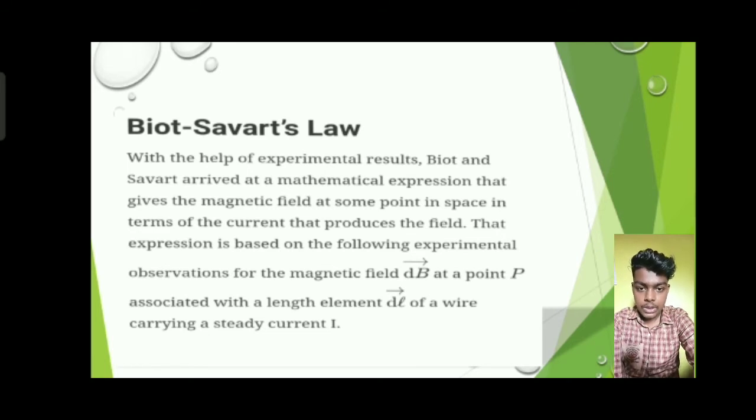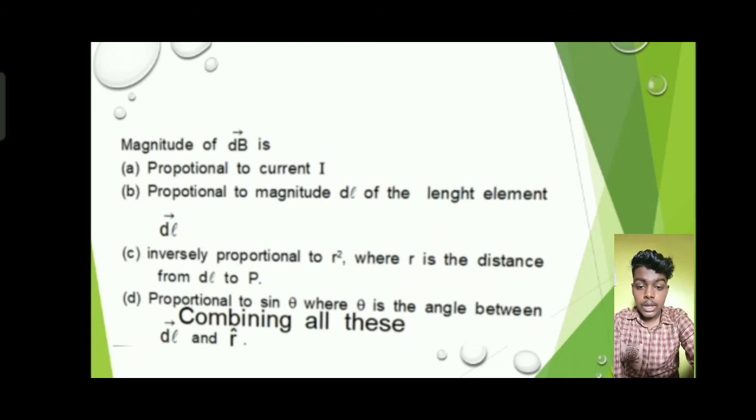dB vector at a point P associated with a length element dl vector of a wire carrying a steady current I. Magnitude of dB vector is proportional to current I, proportional to magnitude dl of the length element dl vector, inversely proportional to r square where r is the distance between dl and P, and proportional to sin theta where theta is the angle between vector dl and r.